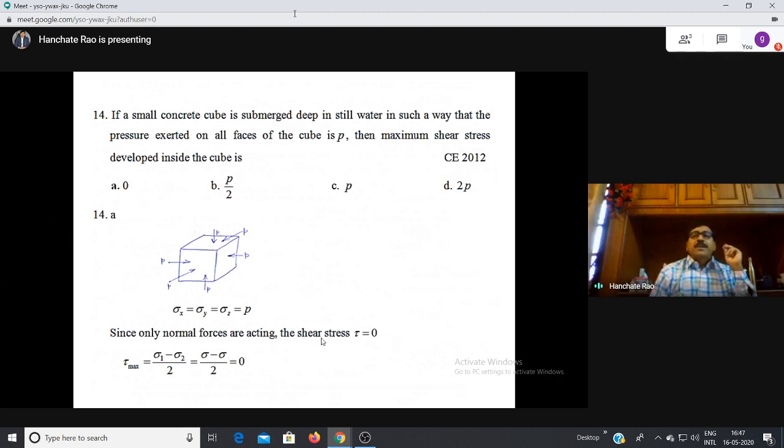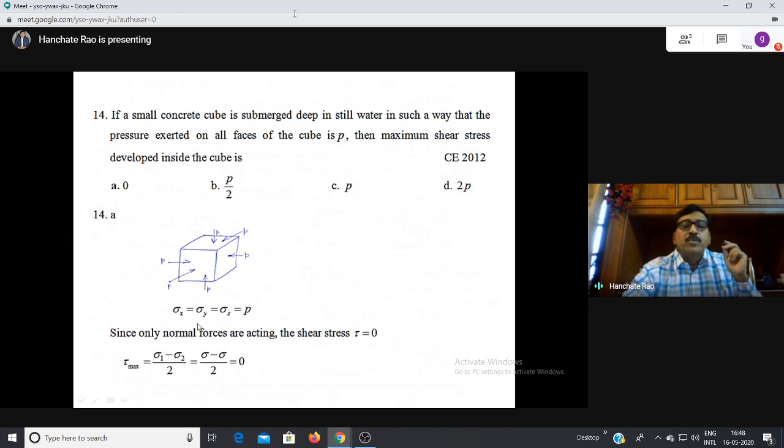If a small concrete cube is submerged deep in still water in such a way that the pressure exerted on all faces of the cube is P, then what is the maximum shear stress developed inside the cube? Here it is a hydrostatic pressure, so on all faces there will be an equal amount of water pressure. The water pressure is equal to W into H, if the block is immersed at a depth of H and W is the density of the water. This pressure is giving us P.